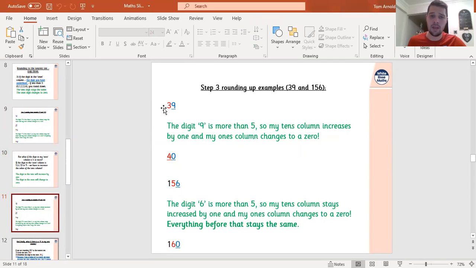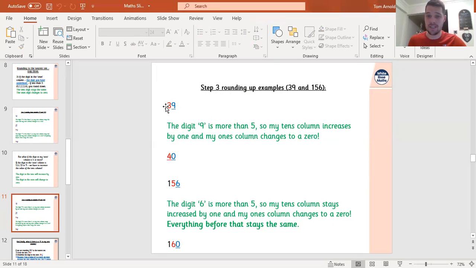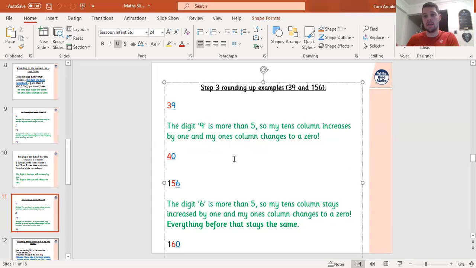For example, if I'm rounding 39 to the nearest 10, because my underlined digit 9 is of greater value in the ones column than a 5, we need to push our 3 tens up to 4 tens, and we still put our placeholder in. So 39 rounded to the nearest 10 is 40. It's closer to 40 than it is to 30.